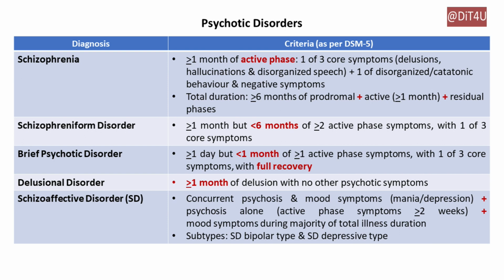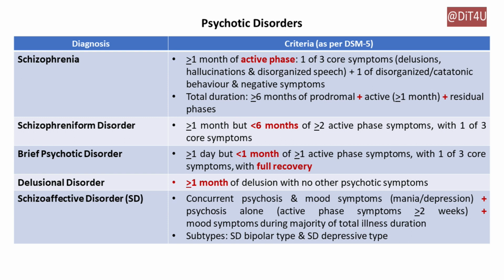Schizoaffective disorder, as the name indicates, schizophrenic symptoms are coinciding with affective symptoms or mood symptoms. So concurrent psychosis and mood symptoms. Mood symptoms may be mania or depression, plus psychosis. So there should be a phase of active phase symptoms of 2 or more than 2 weeks, as in schizophrenia. That has to be present. That means there should be a phase of illness without mood symptoms and only psychotic symptoms, plus mood symptoms during the majority of the total illness duration.